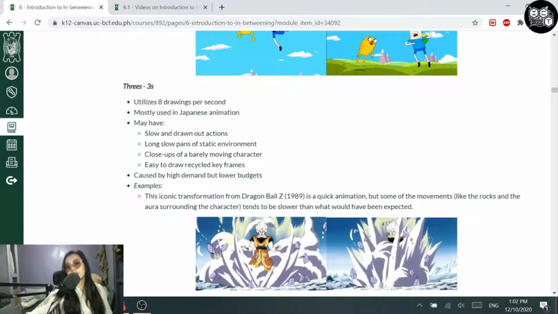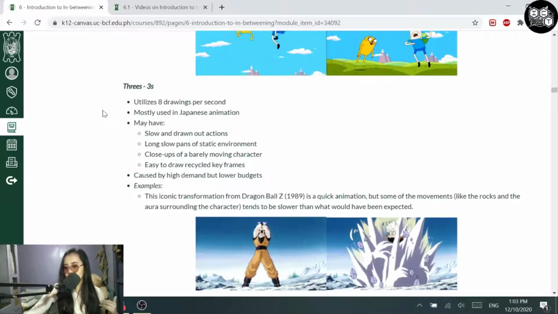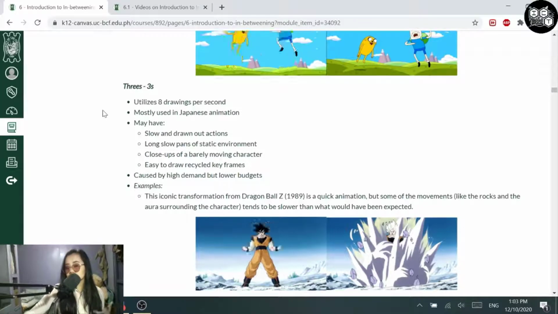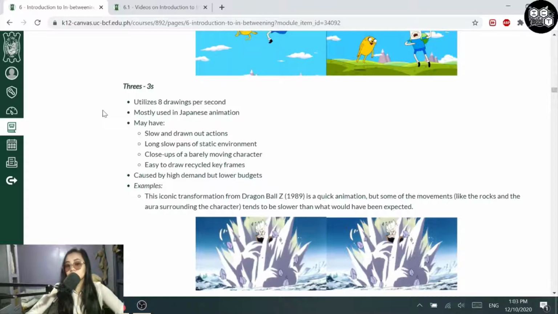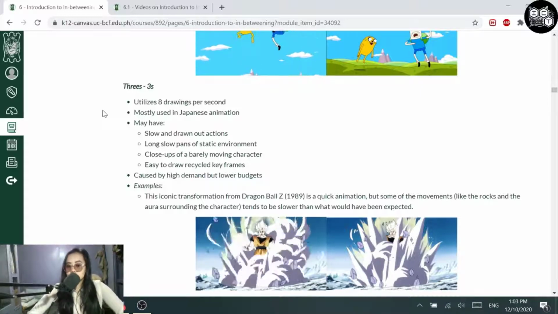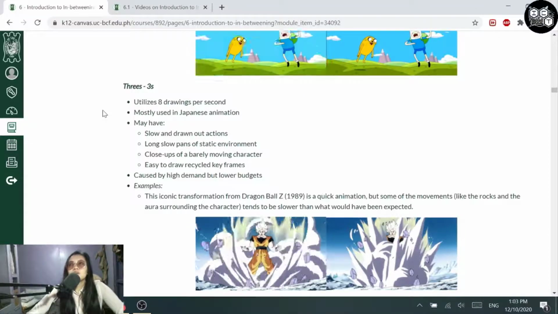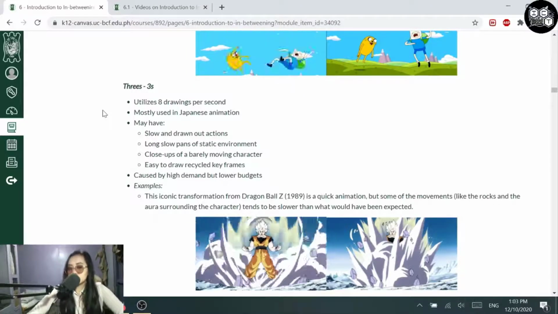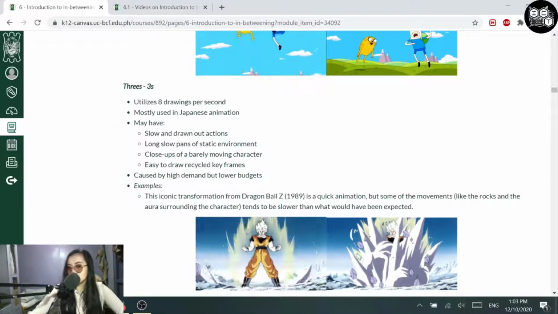So this is the one that we mostly use for Japanese animation. So you can see that there is some difference between Japanese and Western animation because of how the method of timing is used. For threes animation, they tend to be slower, more choppy. Because of budget and time restraints, even though they're doing a lot of action scenes, they would still use threes.